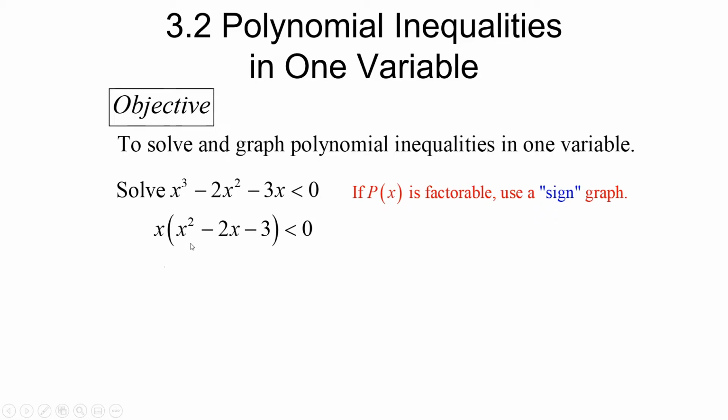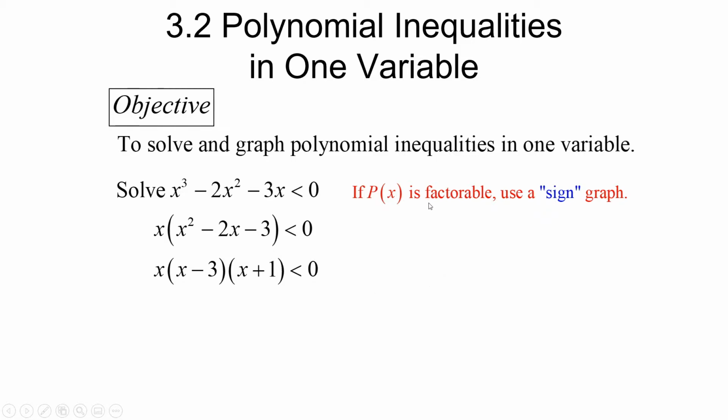Now, I'm hoping this quadratic factor is factorable. So let's see if we can do that. For x squared, I'd have an x and an x. Then I need a product of negative 3 and a sum of negative 2. That's pretty easy. Can I go minus 3 and then plus 1? Because negative 3 times 1 is negative 3, and negative 3 plus 1 is negative 2. So there's my three factors.